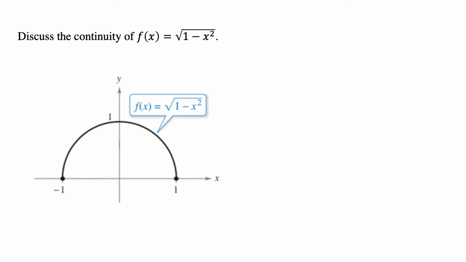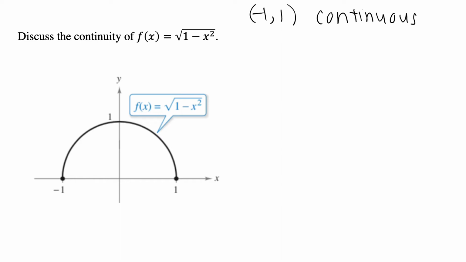So let's look at an example. Here we have the function, the square root of 1 minus x squared, and we want to discuss the continuity of this function. So the first thing we want to check is the continuity on the open interval from -1 to 1. Thinking back to our last lesson, between -1 and 1, we have no holes, no gaps, no jumps, and we can draw the entire function without picking up our pencil. So our function is continuous on the open interval from -1 to 1.